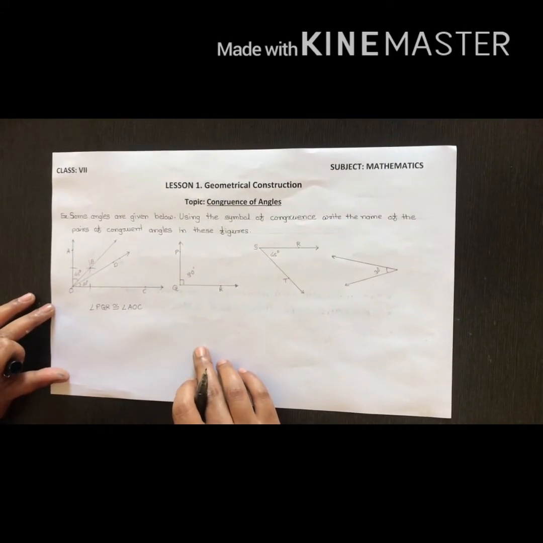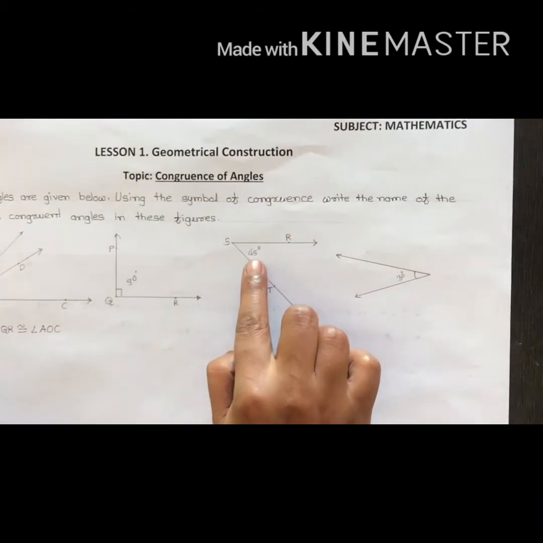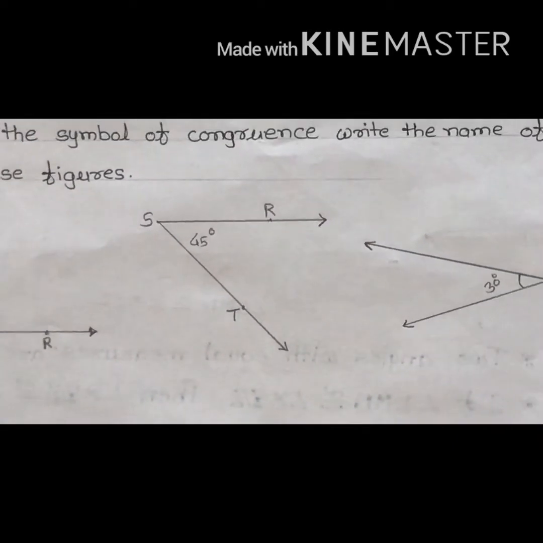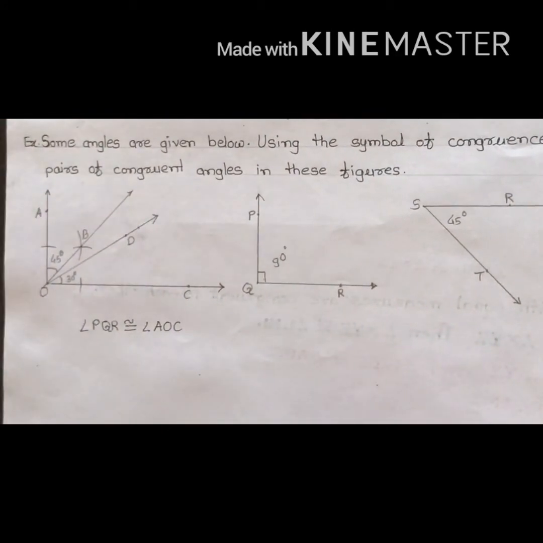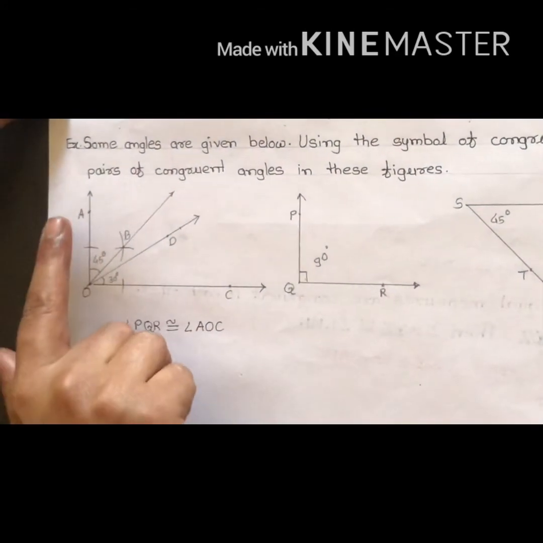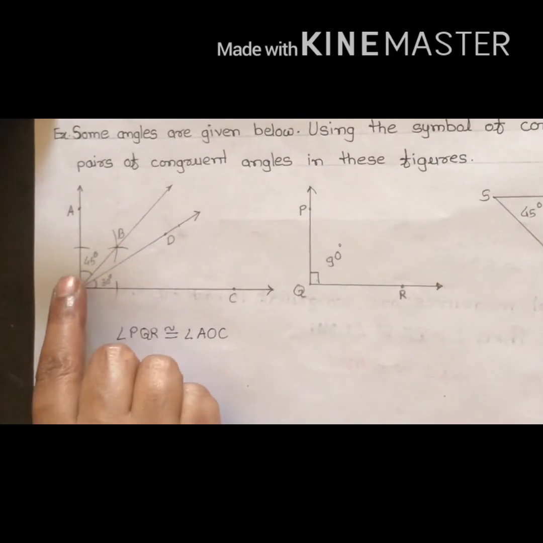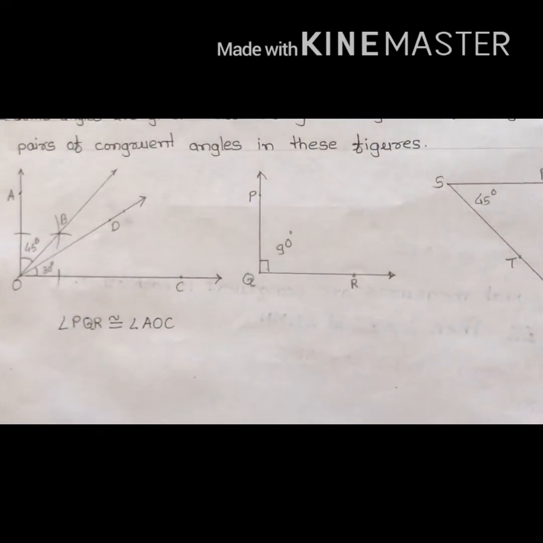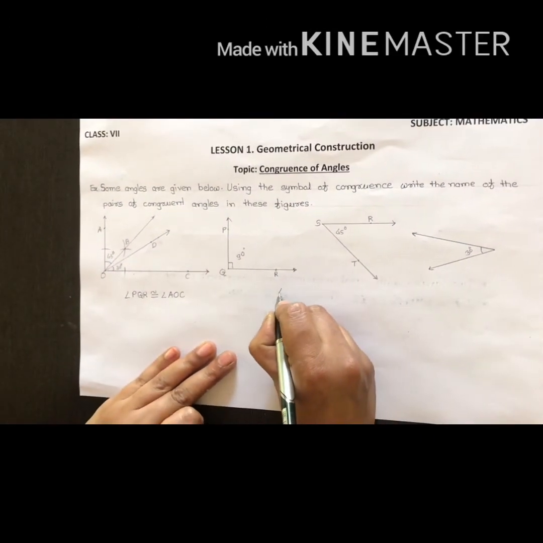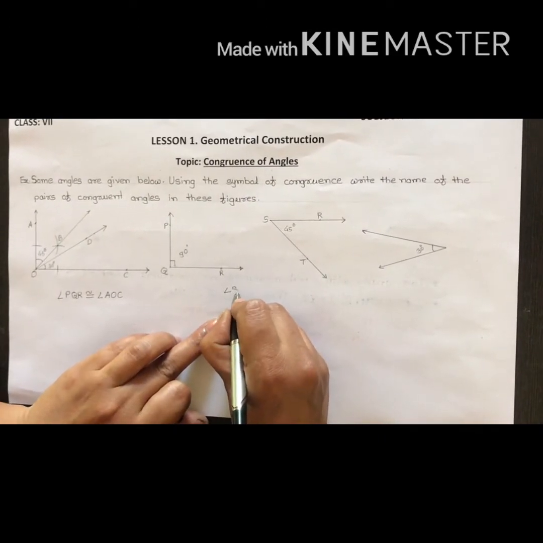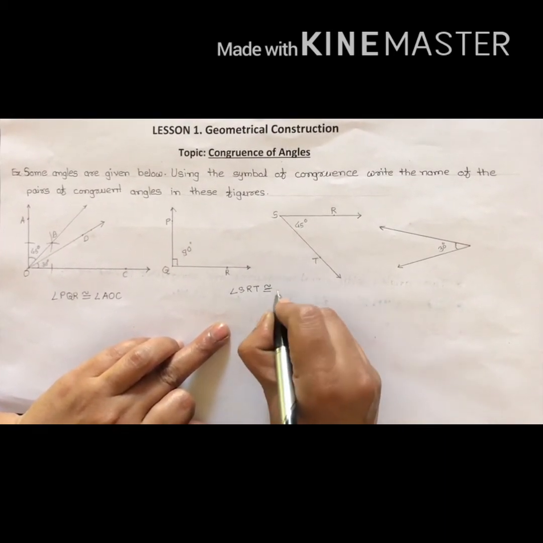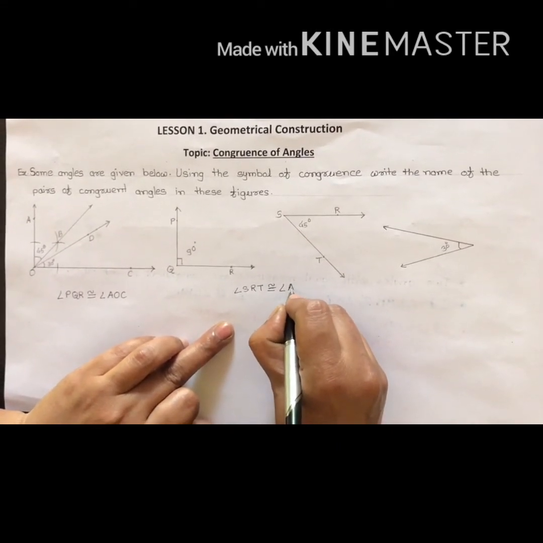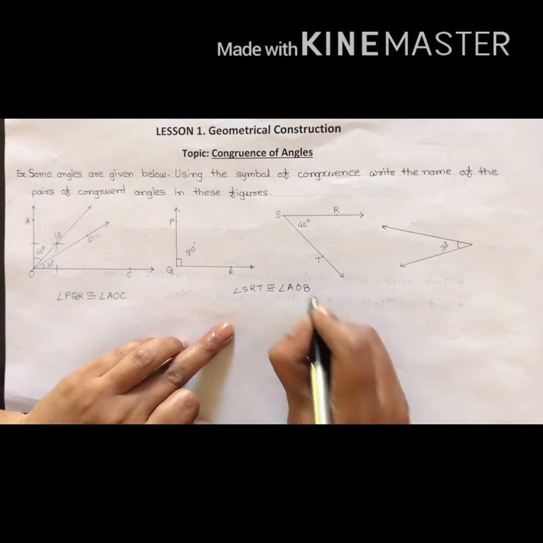Now check the next angle, angle RST. It's 45 degrees. So what do you think? It is congruent with which angle? Yes, exactly. Angle AOB, it's 45 degrees. So we can write angle SRT is congruent with angle AOB.